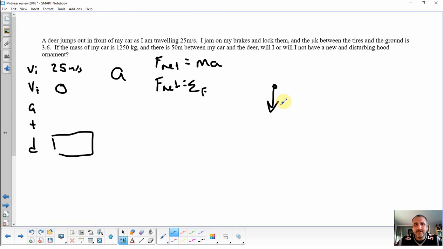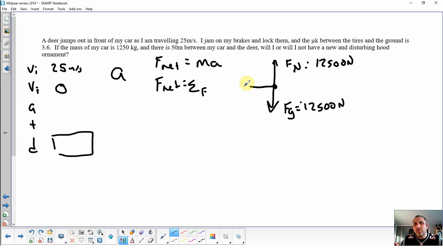Remember also that the F net is the sum of all the forces, which means here's my car. I've got a 1,250 kilogram car, which means the Fg is 12,500 newtons, negative, and the normal force is also 12,500 newtons. Okay? And if I'm traveling along to the right, I jam on the brakes, which means I've got a force of friction to the left.